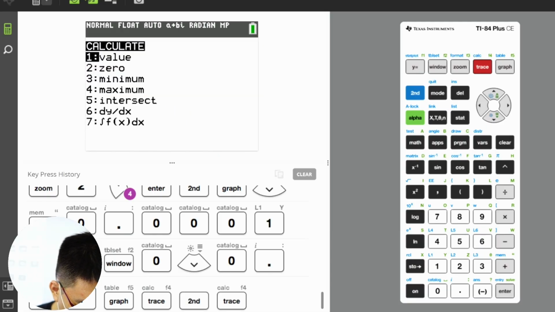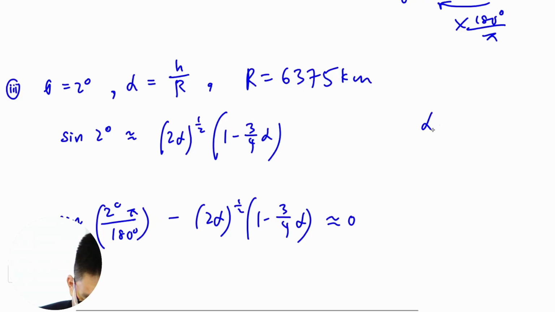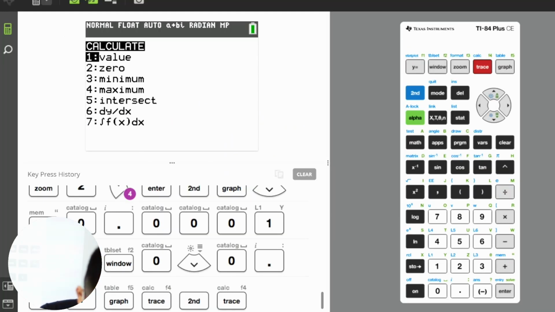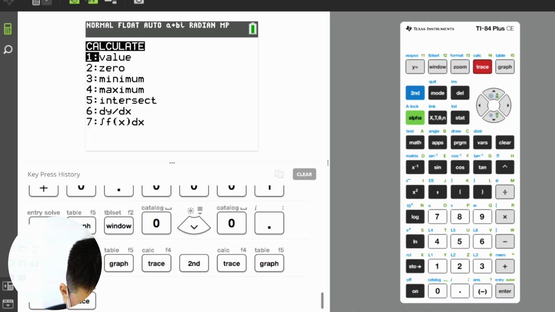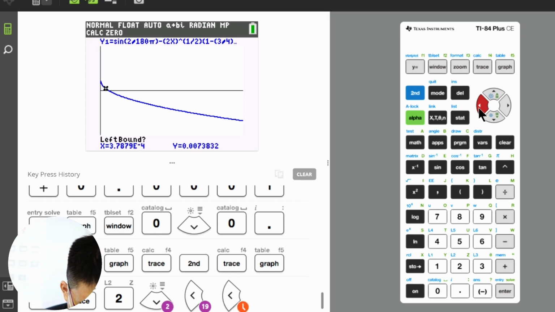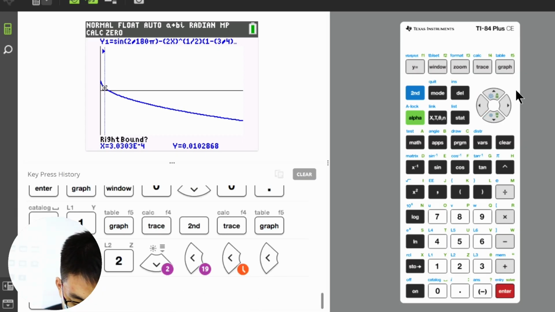Well, you need to zoom all the way in because you need to know that alpha, your h over r, this radius is very big, so this one will go to 0. The height of the mountain over the radius is very, very small. So you need to know this. This is like application. Annoying, I know, because you can't actually see from the graph there.